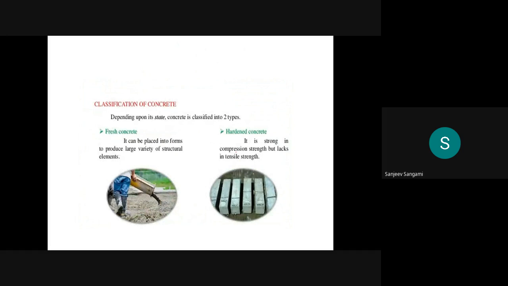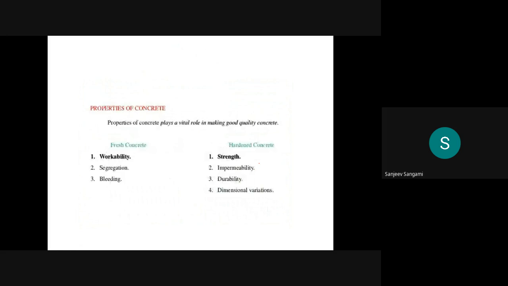So the basic classification of concrete, depending on the state, is into two types: fresh concrete and hardened concrete. It can be placed into forms to produce lightweight structural elements. It has strong compressive strength but lacks tensile strength. This you already know. Very important are the properties of concrete. The properties of concrete play a vital role in making good quality concrete.